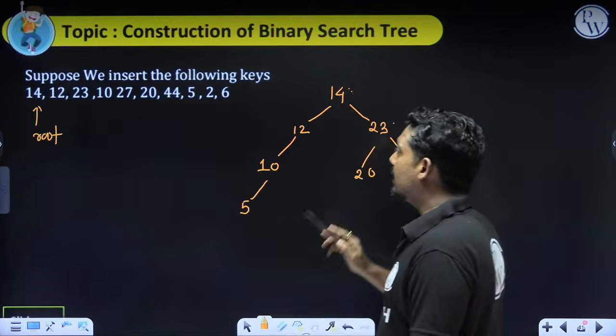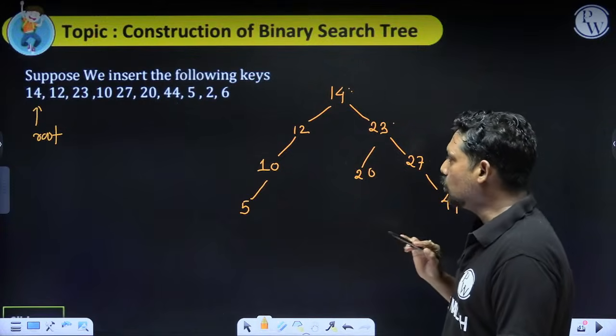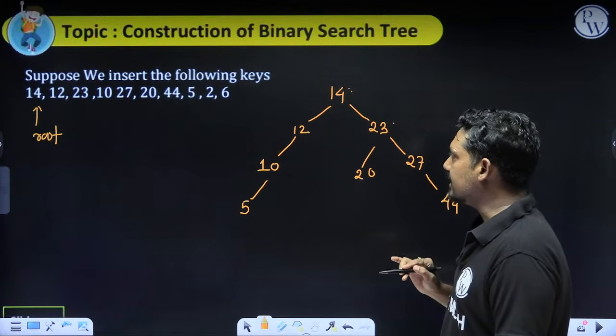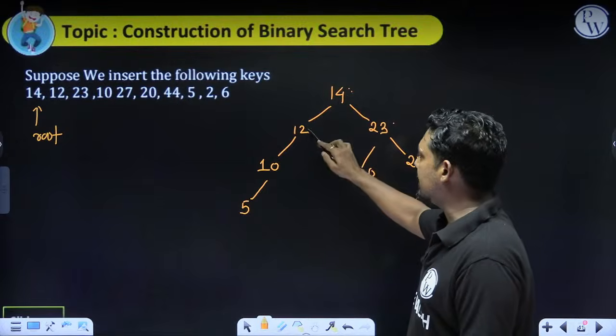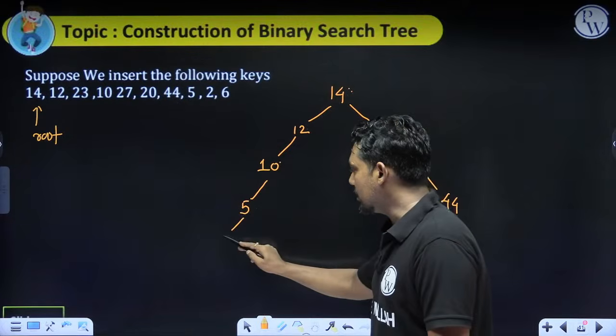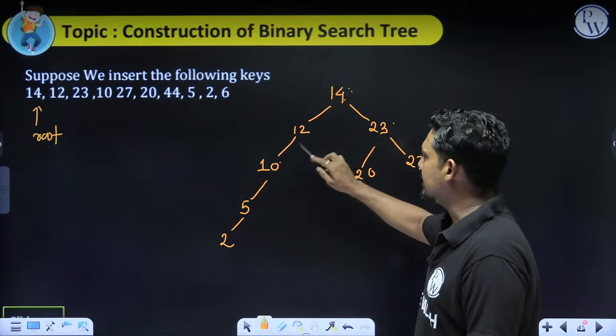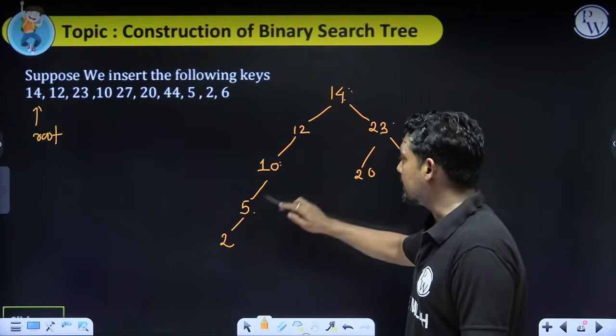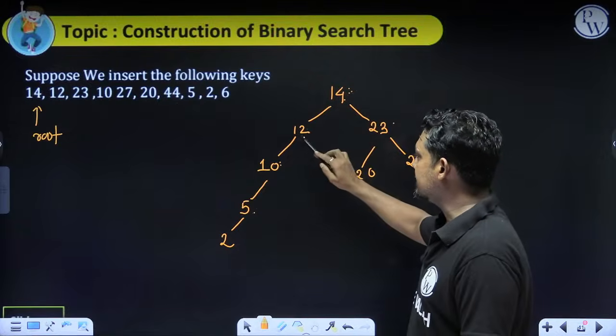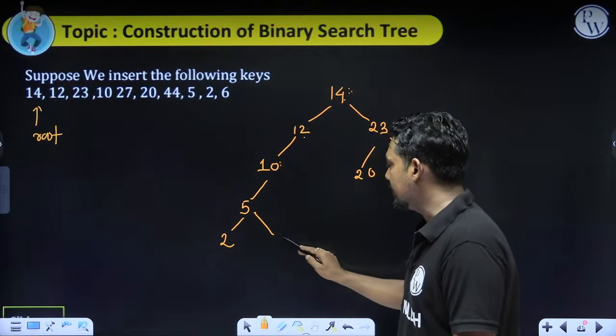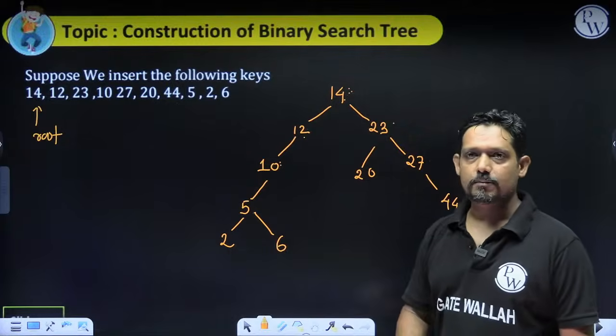Then 2: lesser, lesser, lesser, lesser, so that is 2. Then 6: lesser, lesser, lesser, greater. 6 is lesser than 14, lesser than 12, lesser than 10, and greater than 5, so 6 will come down into this position.